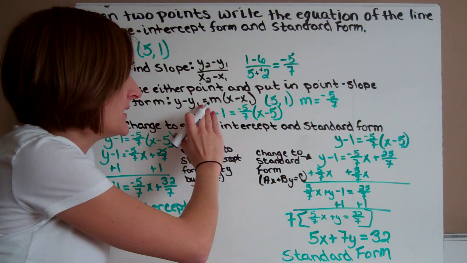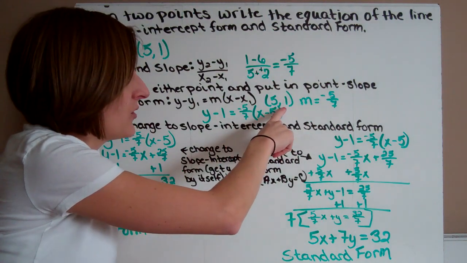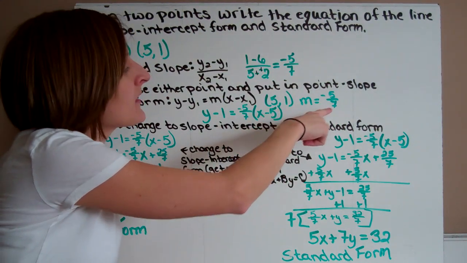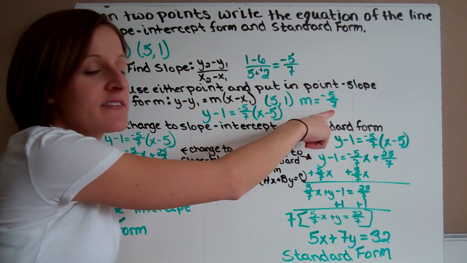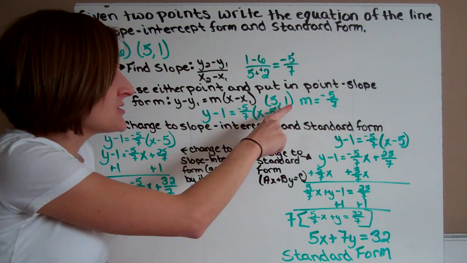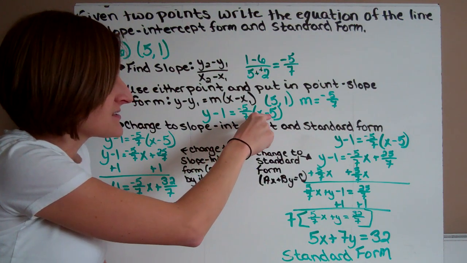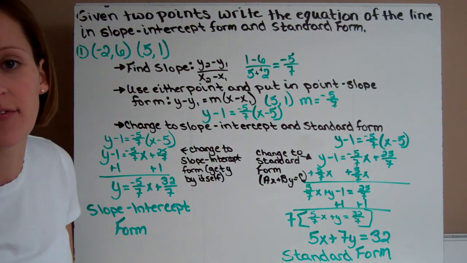y minus y1 equals m times x minus x1. So this is my point I'm going to use, 5, 1. There's my slope, negative 5/7. I put in my point slope form. y minus 1 equals negative 5/7. There's your slope. x minus x1, which is that 5.